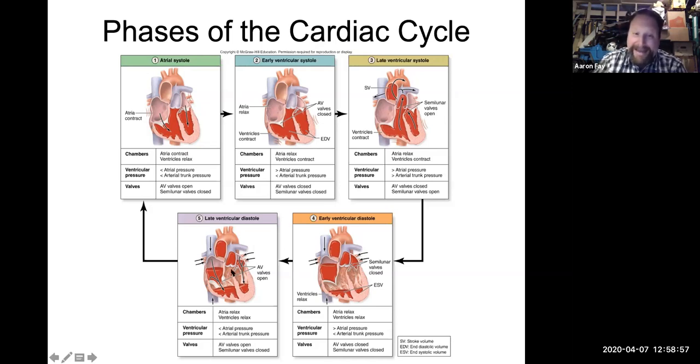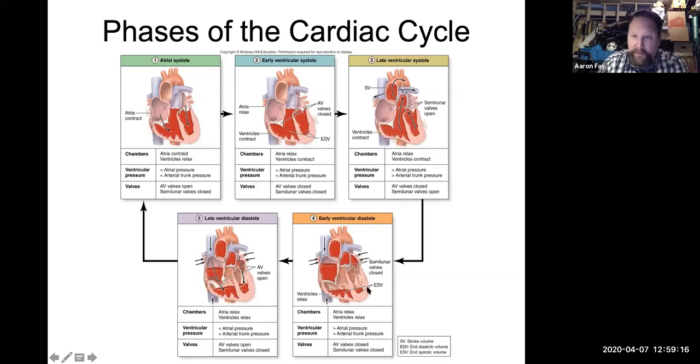Only in late ventricular diastole, only when the ventricles have completely relaxed, will the pressure drop low enough for blood to start flowing in, mostly through gravity, pouring in from the atria into the ventricle. And now we can repeat the entire process again.